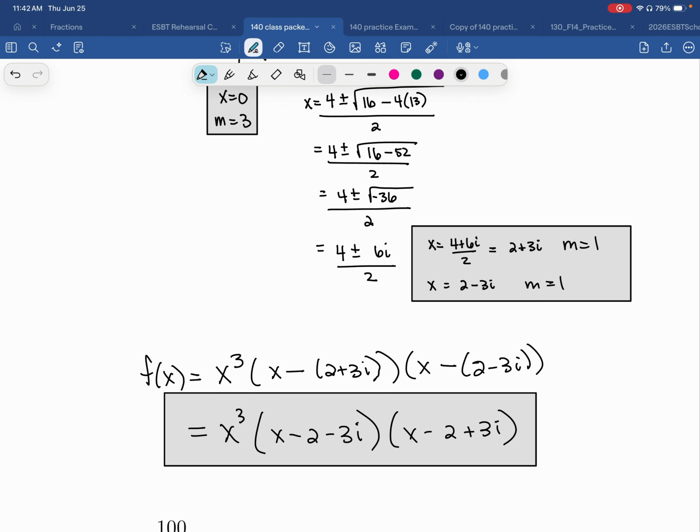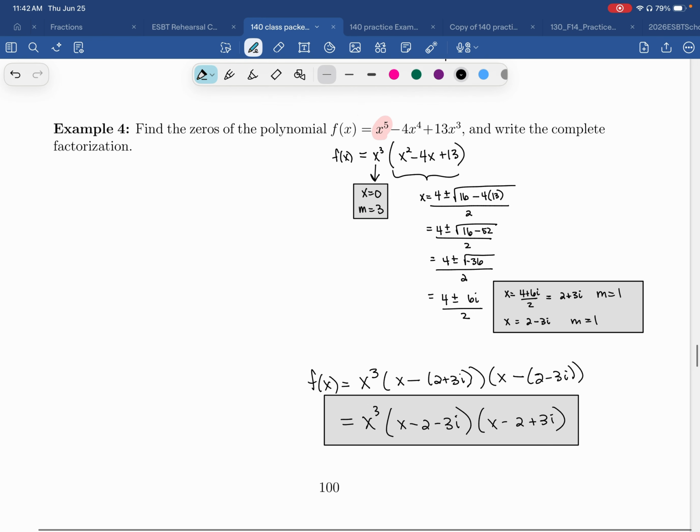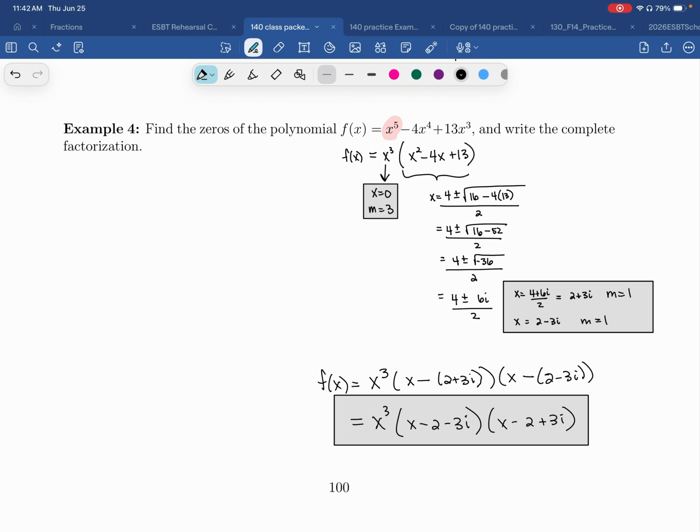So I'm finding the zeros using any technique I have and then writing it out as a factorization. All right, on to the guided practice.